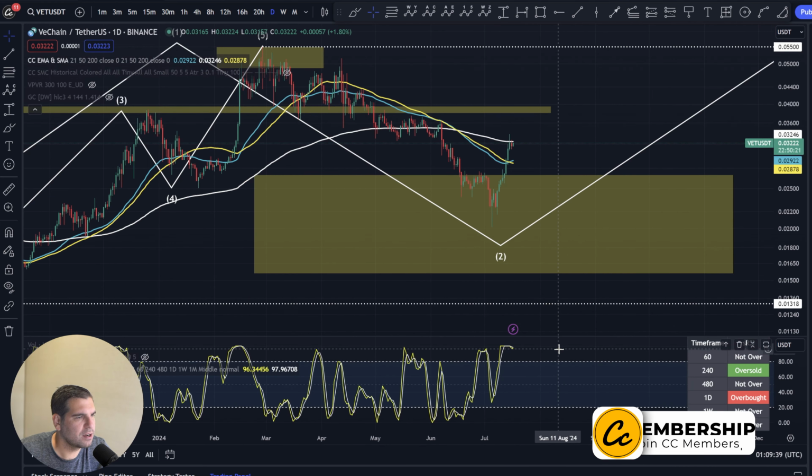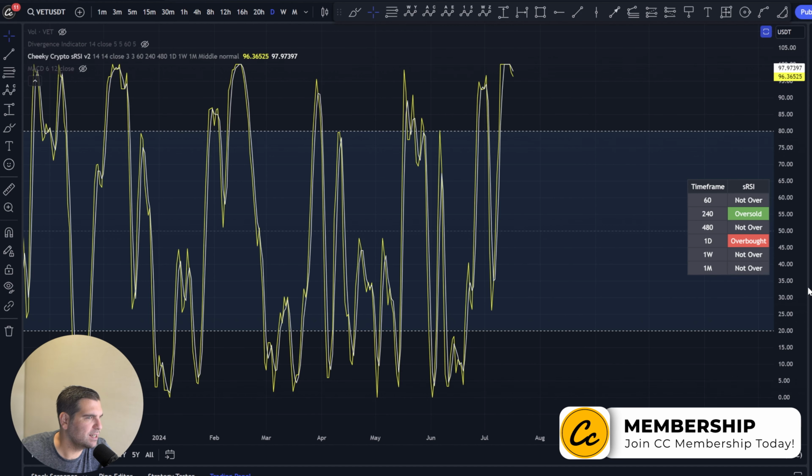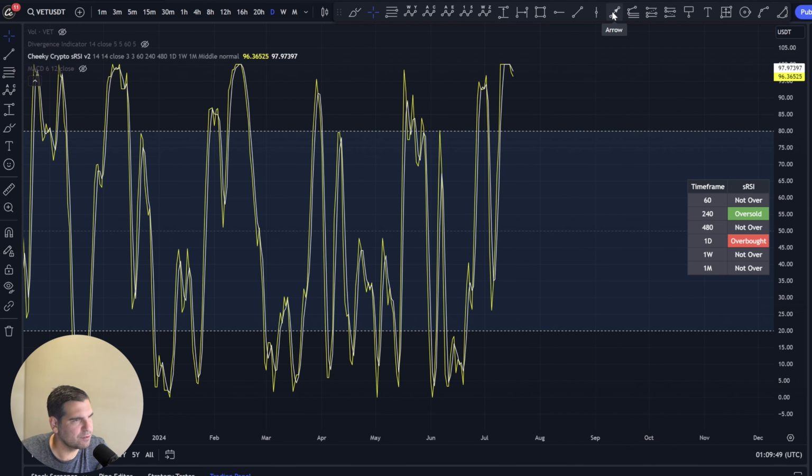From our stochastic RSIs, you can see that we're overbought on the daily time frame, but not on the 4-hour, and so the smaller time frames still show us with progression to the upside. But like I say, when we complete the 5-wave moves and we hit those pockets of resistance, we are likely to see a big collapse in the price action of Vechain, and it's going to be another opportunity to dollar cost average, build those positions at these low prices ahead of the next run to the upside.